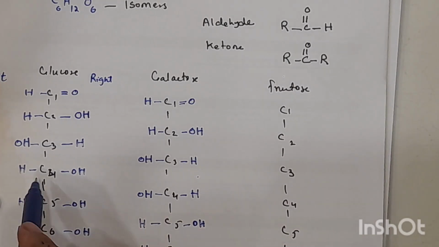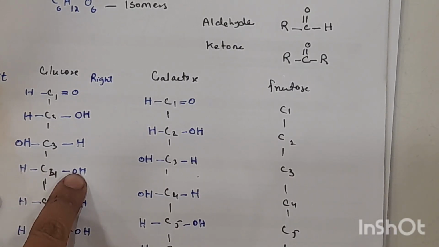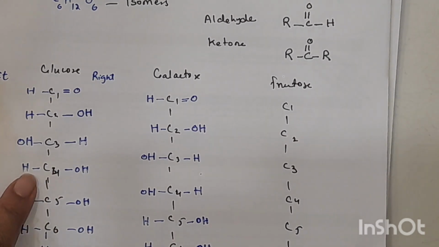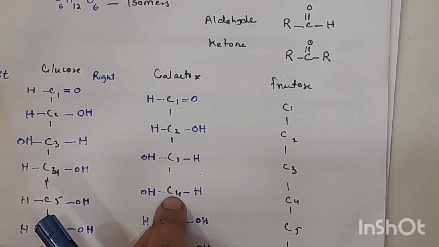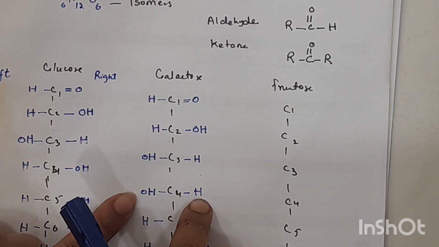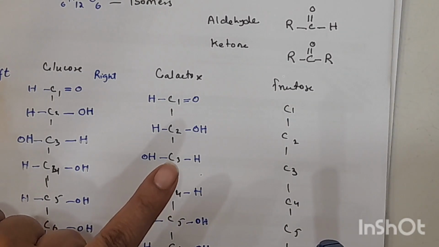You can see the difference: in the case of glucose, this fourth carbon contains the hydroxyl group on its right position and the hydrogen on the left position. But in the case of galactose, the hydroxyl group is present on the left side and the hydrogen is present on its right side. The hydroxyl group is present on the left side.